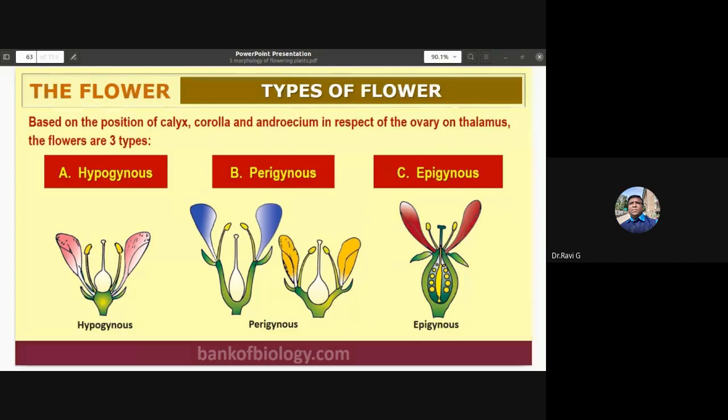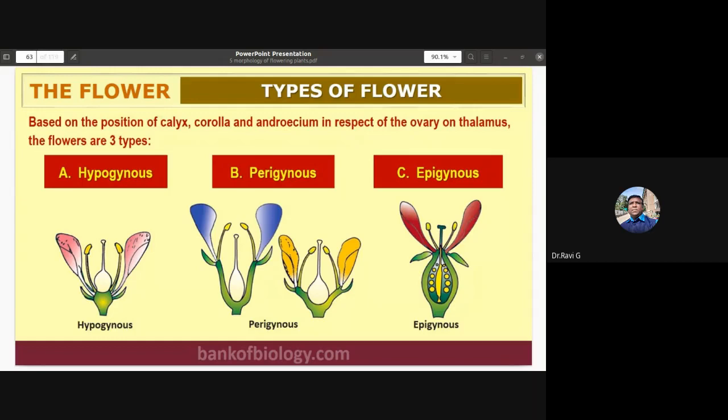In hypogynous flower, split the word hypogynous. Hypo means below, gynous means gynoecium. So what arises from below the gynoecium? The calyx, corolla, and androecium arise from below the gynoecium. So we call it a hypogynous flower.